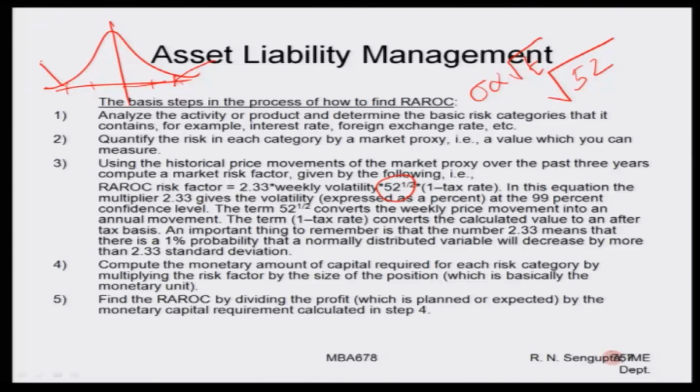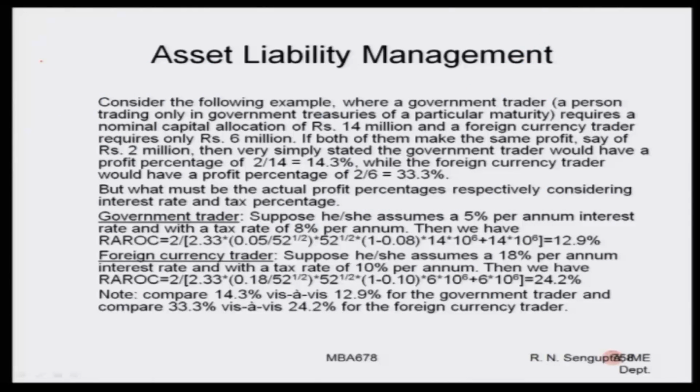Compute the monetary value of the capital required, and find the RAROC by dividing by the profit, which is planned or expected, whatever it is, and then you find it out. So, you repeat the steps and you can find out the ROI. Using the concept of RAROC, you can find out the RAROC value and then find out the risk adjusted overall concept for the ALM model.